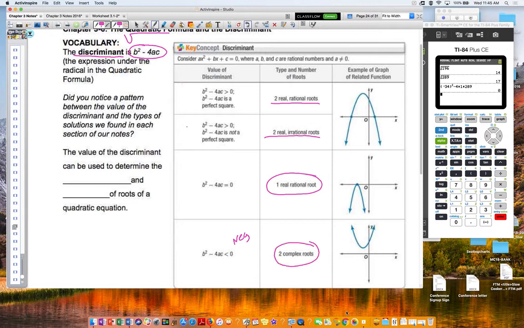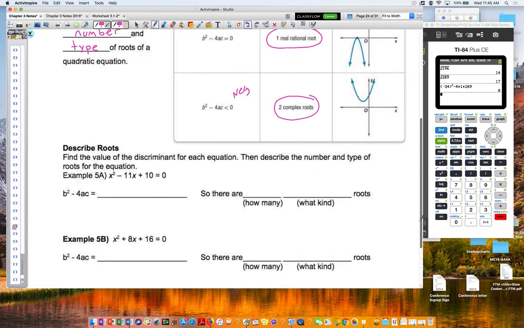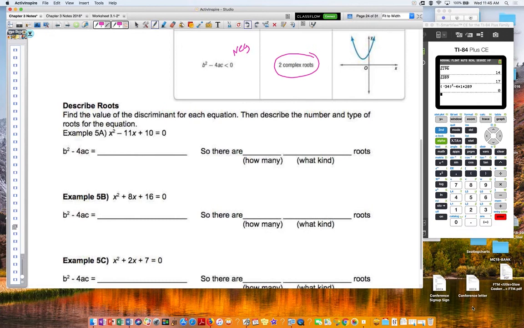So hopefully you're noticing the patterns there. The value of the discriminant can be used to determine the number and type of roots in your quadratic equation. So how we can use that is we have some examples here at the bottom. It says find the value of just the discriminant for each equation and then describe the number and type of roots that you have. Like on this first one, my b is negative 11.